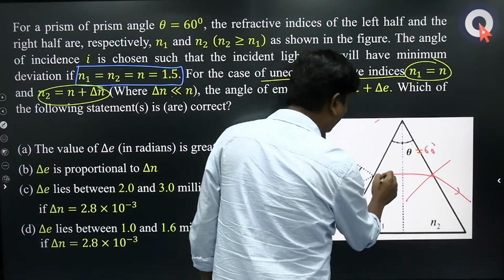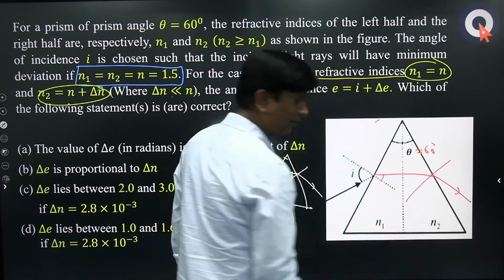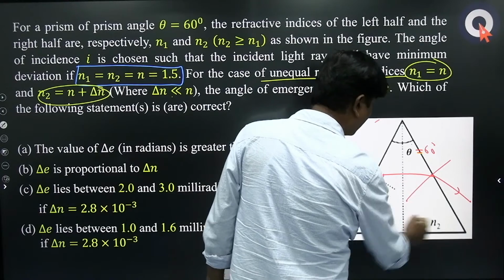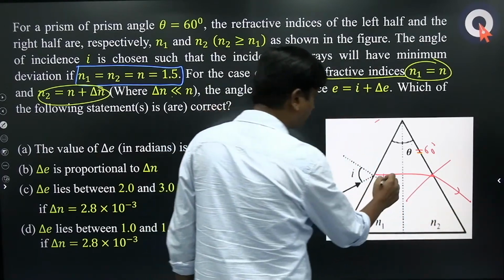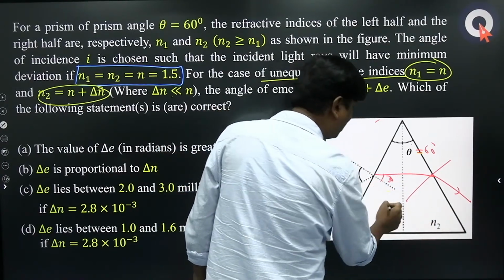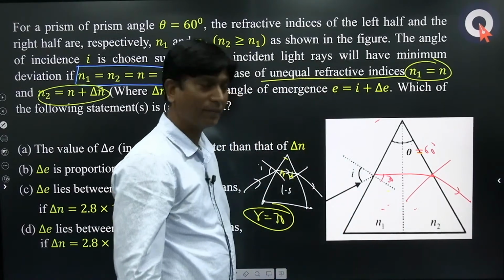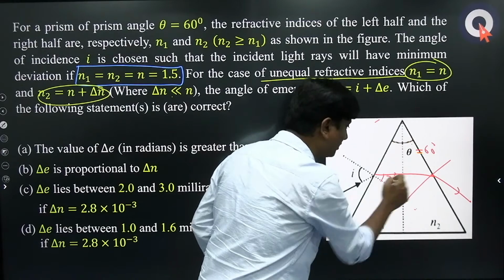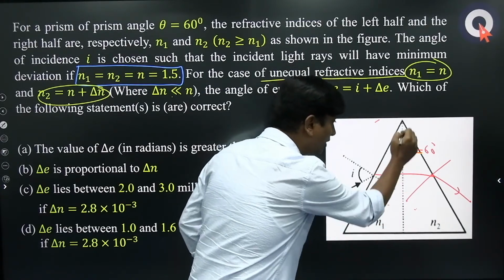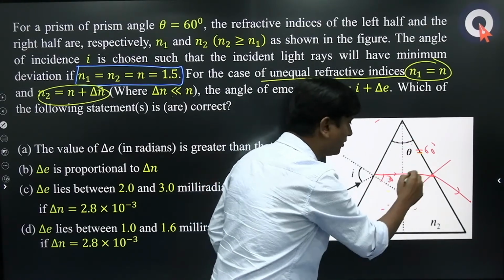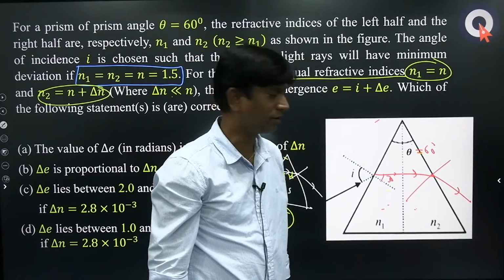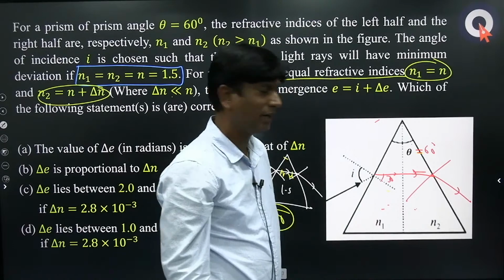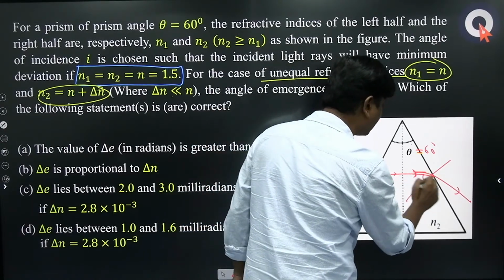This is definitely when these two are equal, right? So that time it is parallel to the base and this angle is 30 degrees. Even if these two are not equal, is it not going normal to this face? When this ray is going normal to this face, definitely it will go normal only, right? So even if these two are not equal, it will go the same way, and this angle is still 30 degrees.